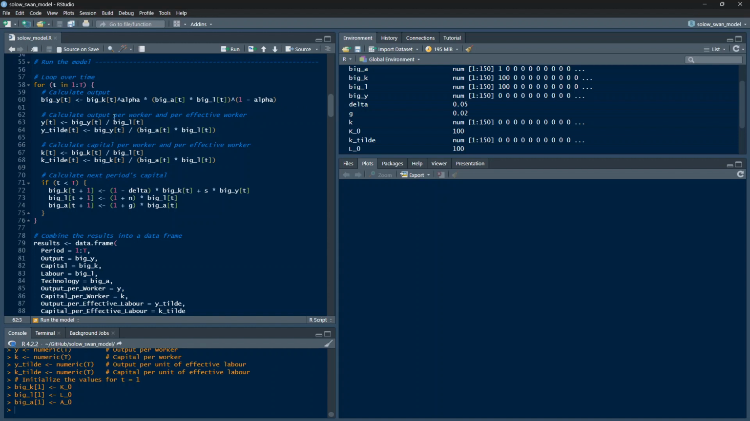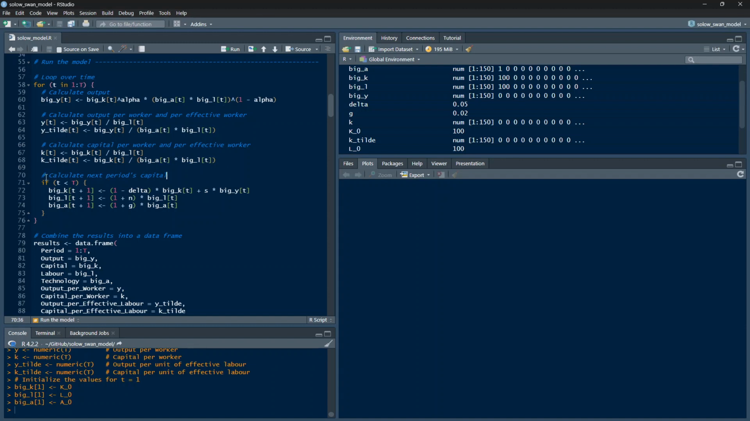Next, it's going to calculate output per worker and per effective worker. And that's just going to take our output divided by labor at each time period. And then it's going to take our output divided by labor times technology, so A times L here. So these are just the definitions of output per worker and per effective worker. Next, we're going to calculate capital per worker and effective worker, and that's exactly the same process as we've done, except we have K divided by L here and K divided by A times L here.